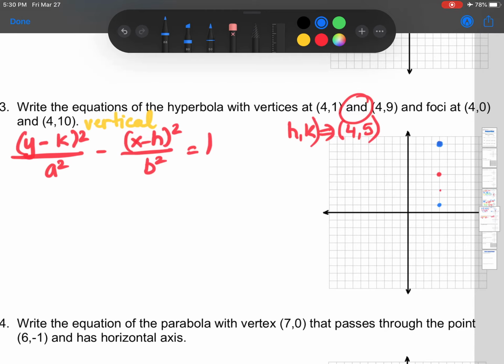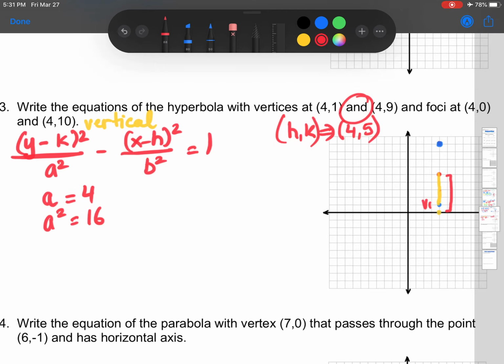What is this distance? And the foci is at (4, 0). 1, 2, 3, 4, (4, 0). That is this. I'm just going to use a different marker. And that's your foci, right? So I already know this distance is what? A. Very good. So what is my a? My a is equal to 4. So a squared would be what? 16.